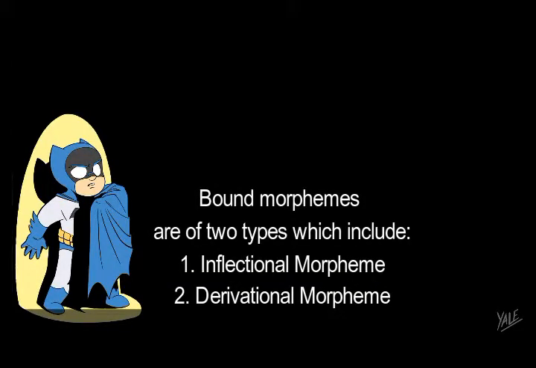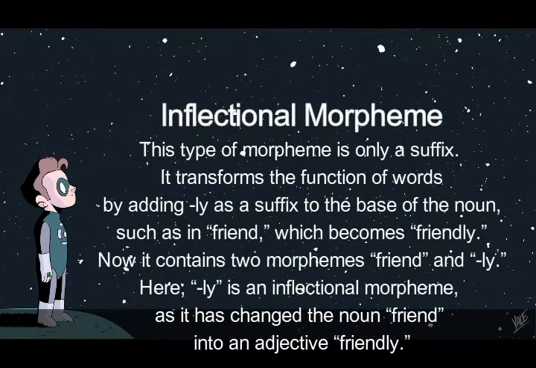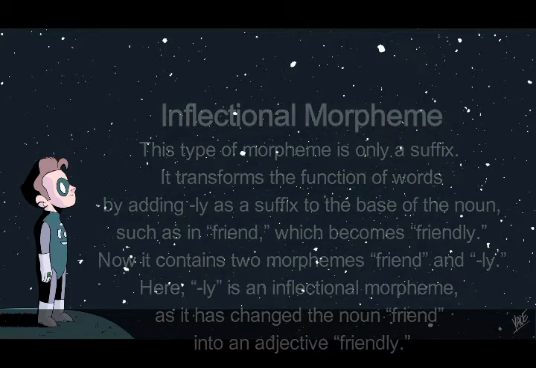Bound morphemes are of two types, which include inflectional morphemes and derivational morphemes. Inflectional morphemes. This type of morpheme is only a suffix. It transforms the function of a word by adding "ly" as a suffix to the base of the noun, such as in friend, which becomes friendly. Now, it contains two morphemes, friend and ly. Here, ly is an inflectional morpheme as it has changed the noun friend into an adjective friendly.